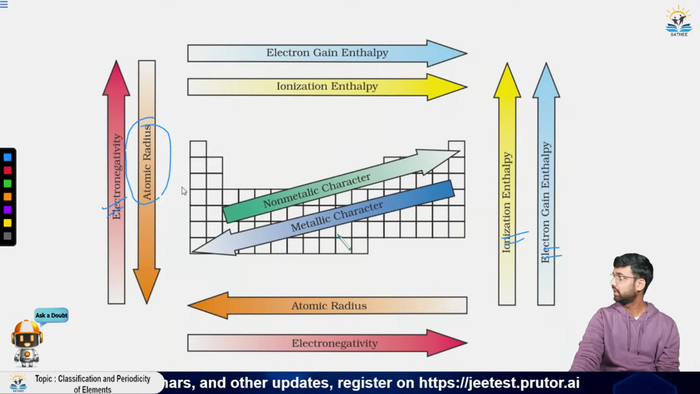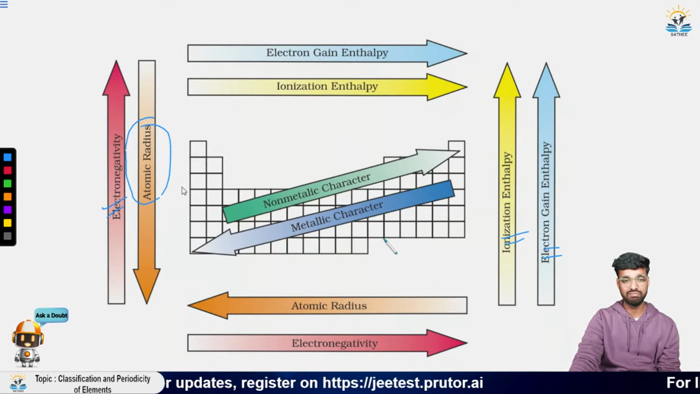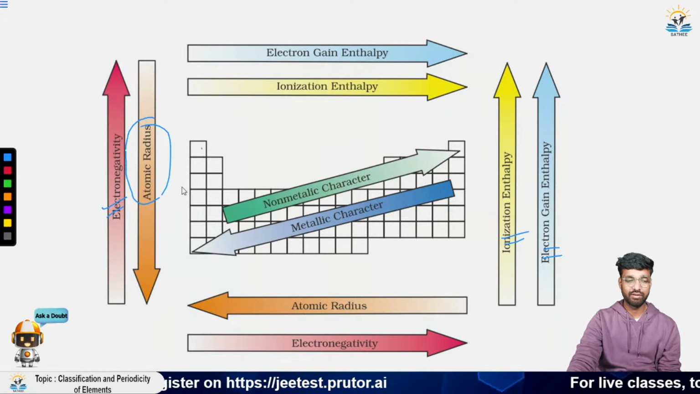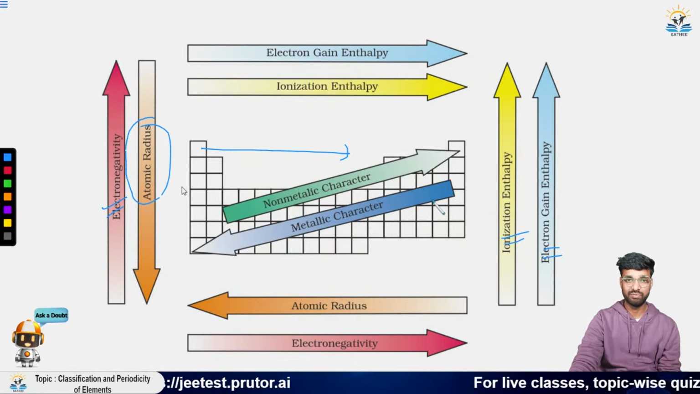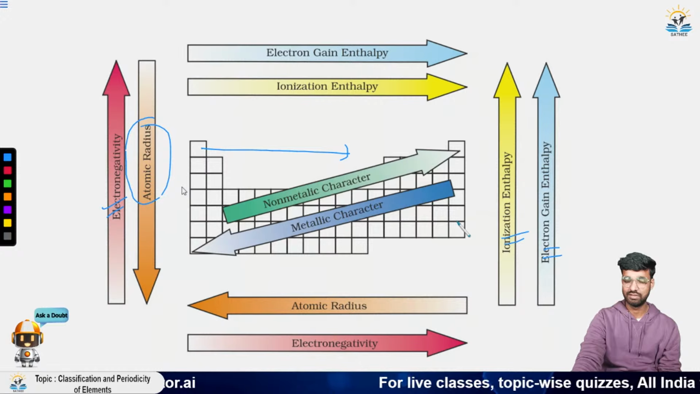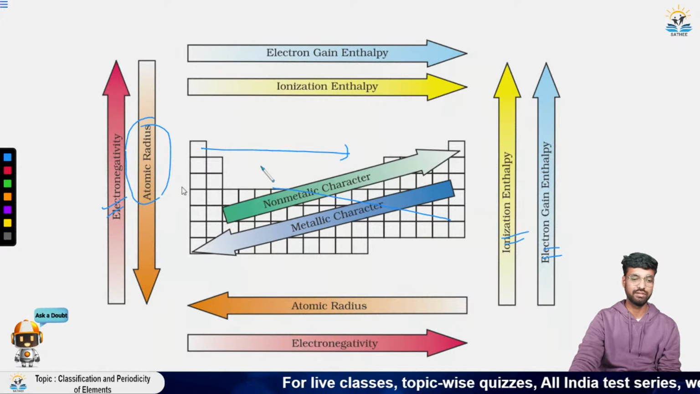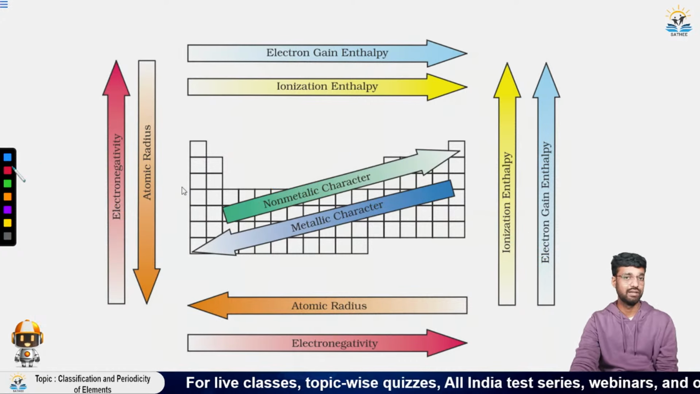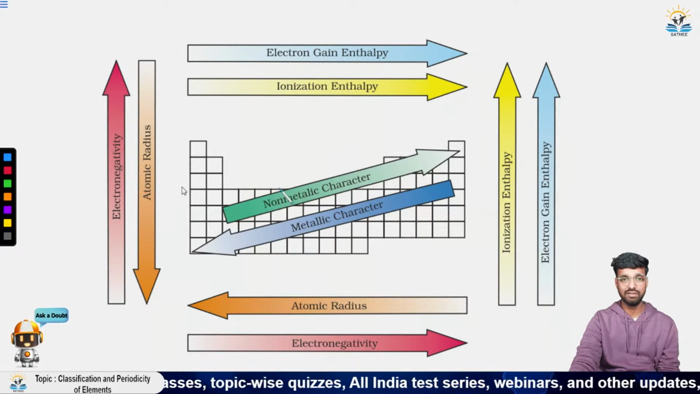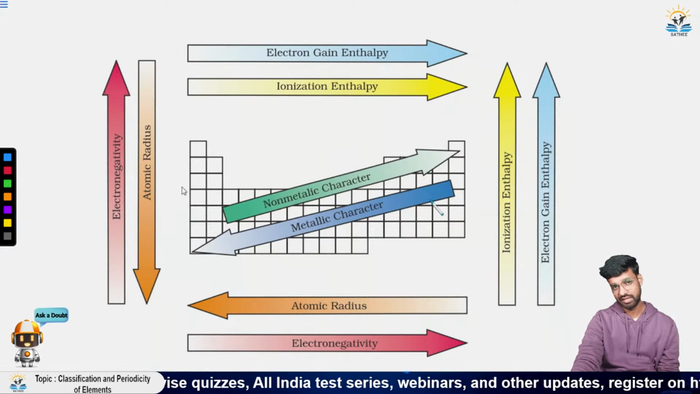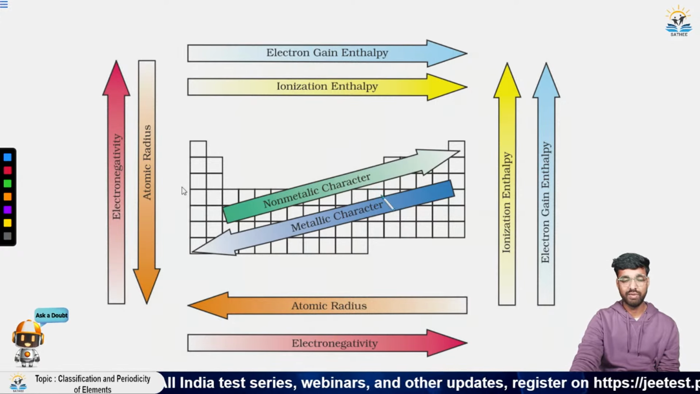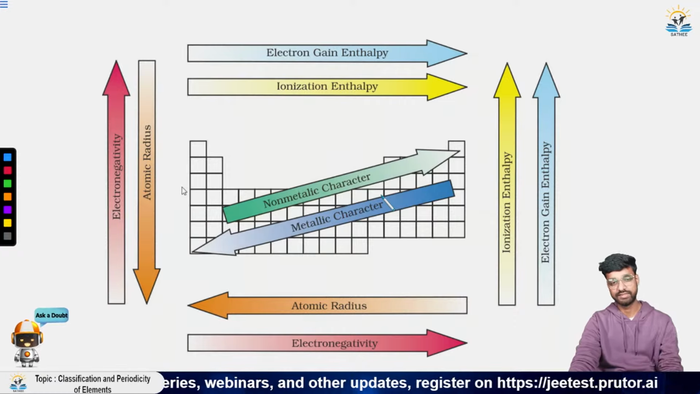Now if you look at the metallic character, then metallic character decreases as we move from right to left across a period, and increases as we move from left to right, sorry, right to left here. Okay, sorry for the mistake. So I am saying that as we move from left to right, the metallic character decreases and the non-metallic character increases, and vice versa. Okay.